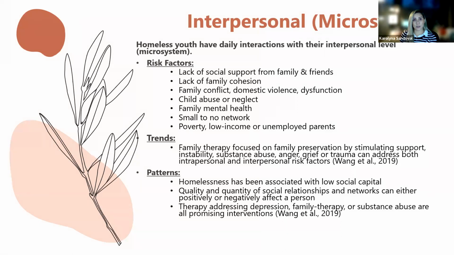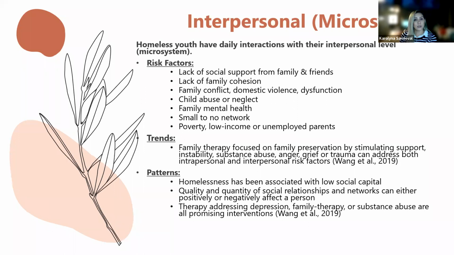In the next layer, we see the interpersonal microsystem. Homeless youth have daily interactions with their interpersonal level. Some of the risk factors that I found within this level included lack of social support from family and friends, lack of family cohesion, most family conflict, domestic violence or dysfunction within the family, child abuse or neglect, family mental health, small to no networks, poverty, low income or unemployed parents.